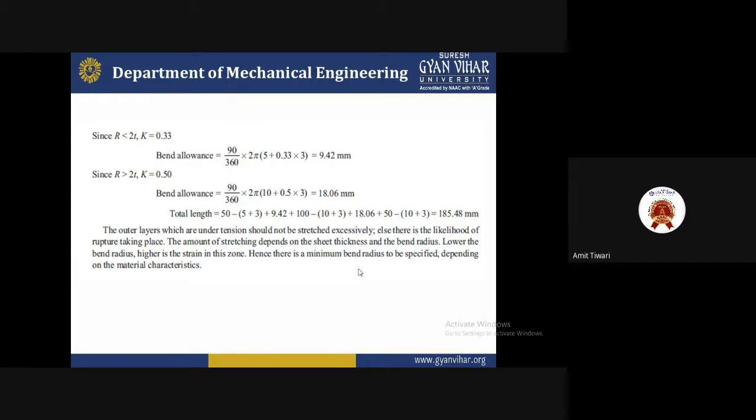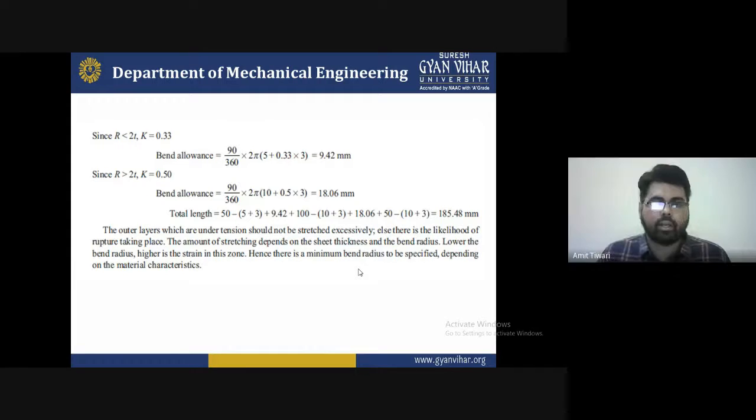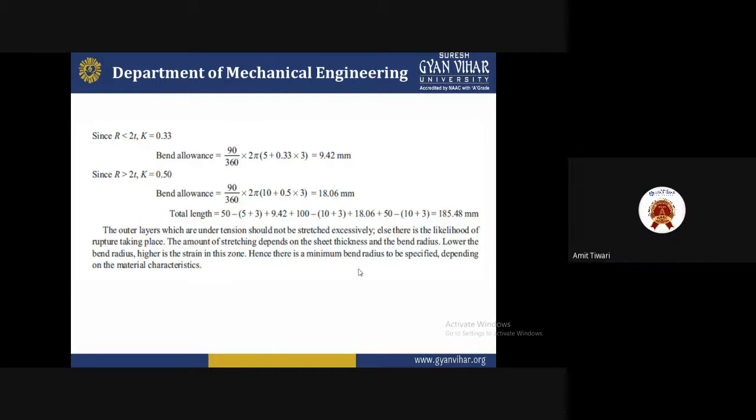Okay, now finally we can find the total length: 50 minus 5 plus 3, plus 9.42, plus 100, that is 110 plus 3, plus 18.06, plus 50 minus 10 plus 3, is equal to 185.58 mm.